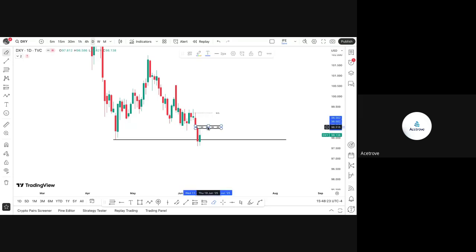So I'm just going to let next week play out. I'm not going to take any trades next week. It's very pointless for me to take trades next week. I'm just going to watch the market play out, and by next week I should be back on the chart with a clearer perspective as to where the market is going.